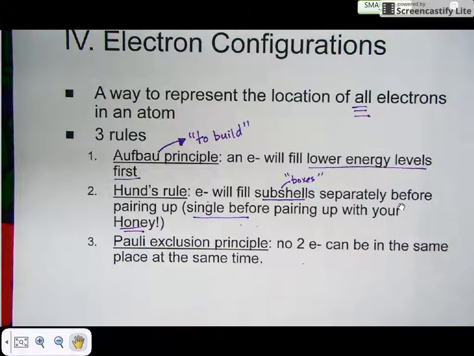Okay, that's the lesson for today. Tomorrow we're going to learn how to write the electron configurations and how to map out the location of all of our electrons.